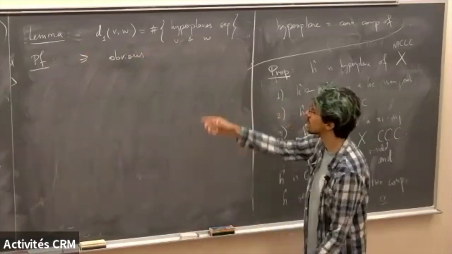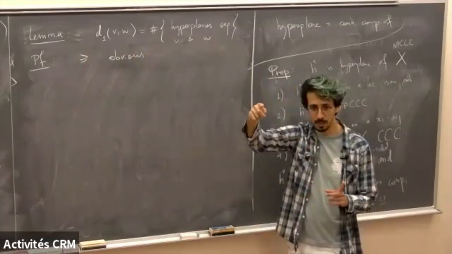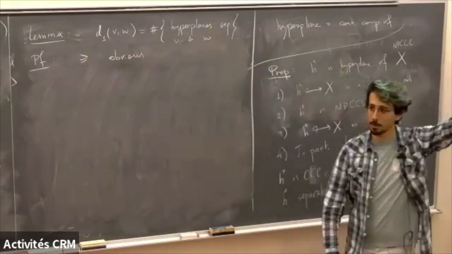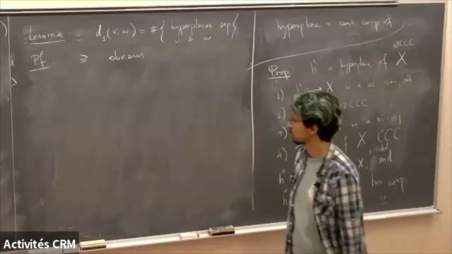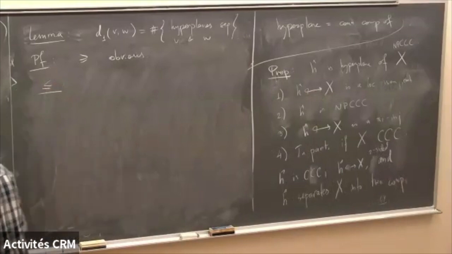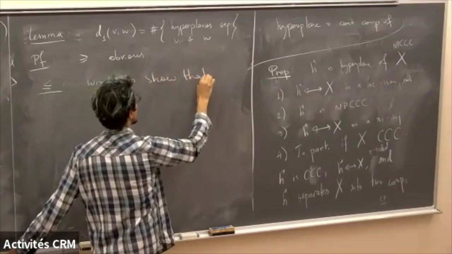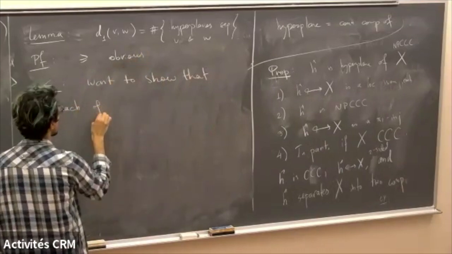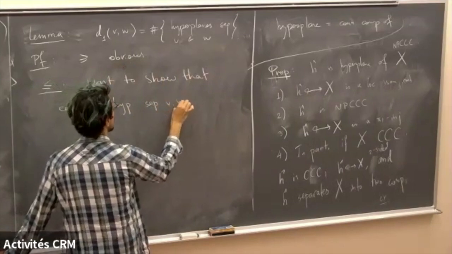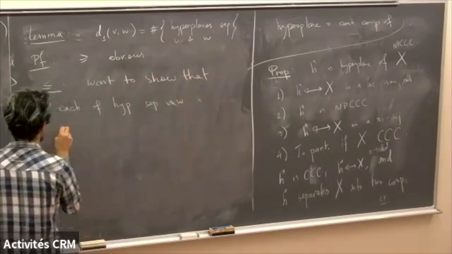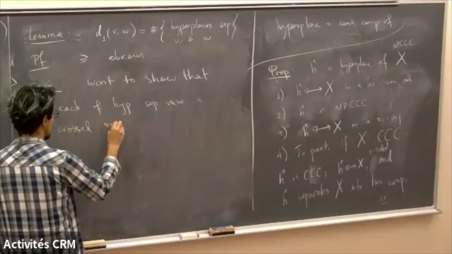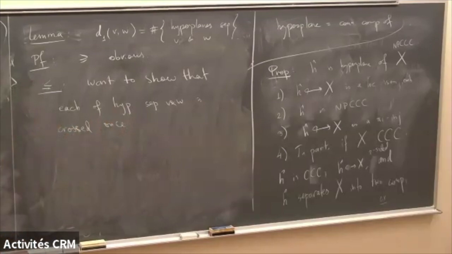So what could go wrong? What could go wrong is that maybe to go from V to W, you cross a hyperplane, cross it back, and then cross it another time, or maybe cross a hyperplane that does not separate them. Could happen. So let's see that this does not happen. What we really want to show is that each of the hyperplanes separating V and W is crossed once. Really, generally, what we want to show is that no hyperplane is crossed more than once. This will also include the ones that do not separate V and W.